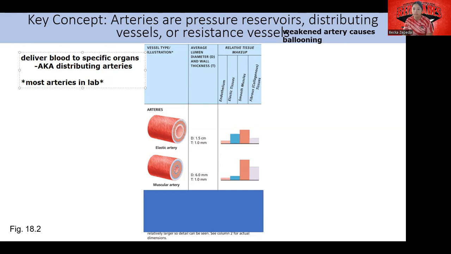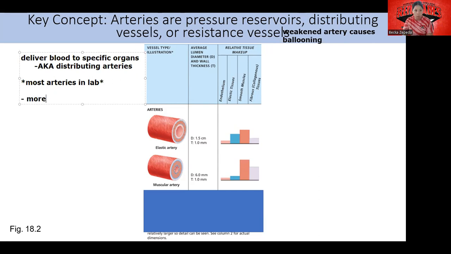It's going to be like the splenic artery that gives blood to the spleen, or your superior mesenteric artery that gives blood to mostly your small intestine and a little bit of your large intestine, or the renal arteries that give blood to your kidneys, and so on and so forth. So most of your arteries in lab are these muscular or distributing arteries.